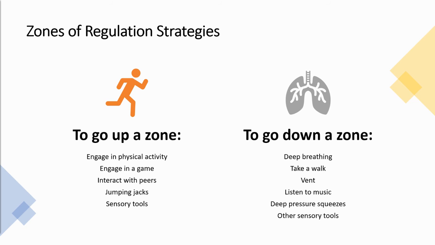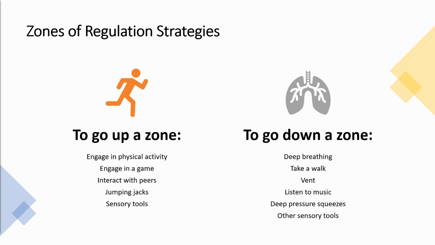So once they understand the zones and what is appropriate to each situation, you can talk about when their mood doesn't match a situation, what can they do to help them match the situation? So whether it be going up a zone or going down a zone, you can talk specifically with them about what works for them and how they can implement it.